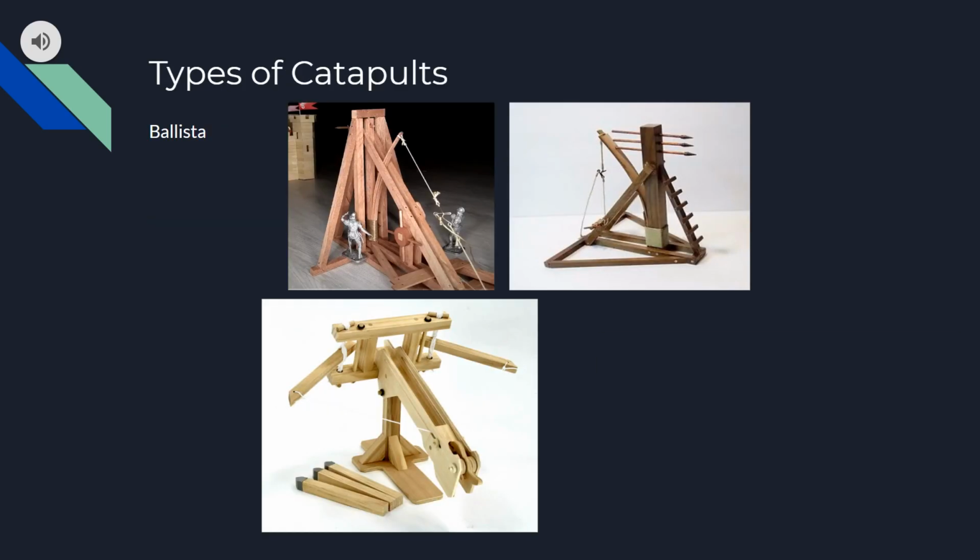Types of catapults. Now there are three types of catapults. These catapults are the ballista, the mangonel, and the trebuchet. Each of these catapults utilize projectiles and projectile motion.